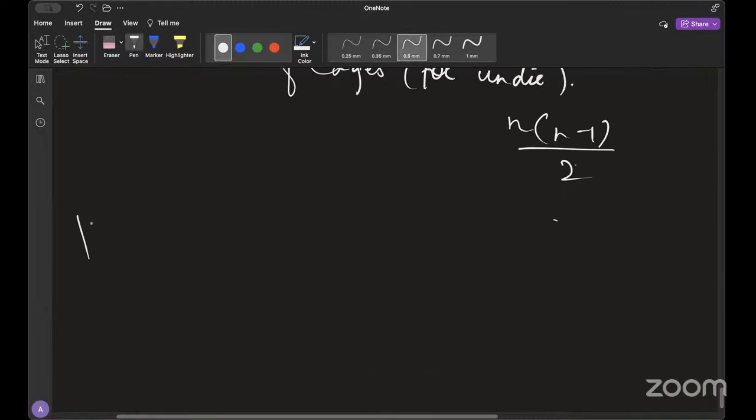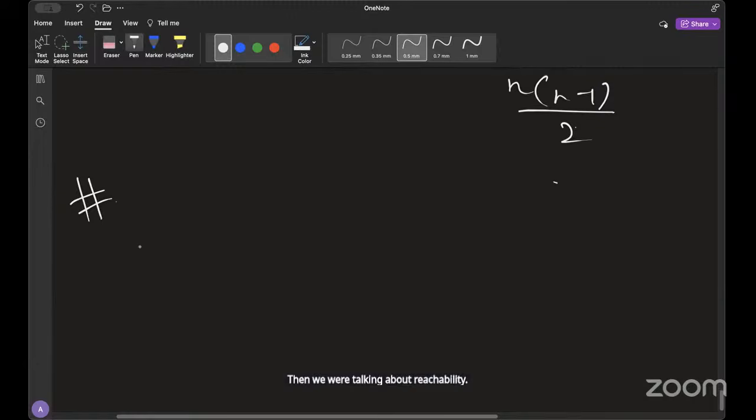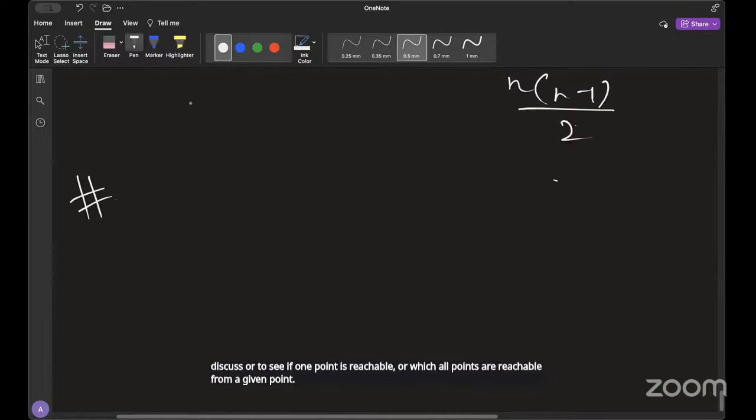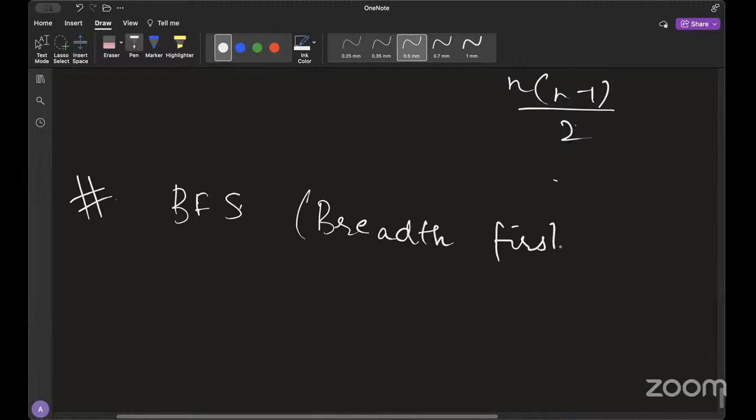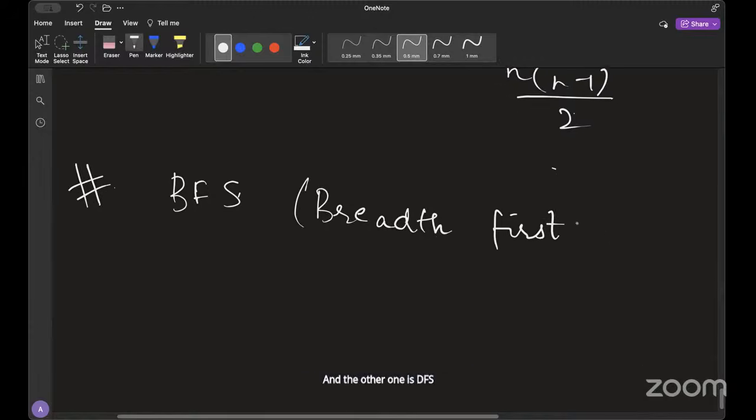Then we were talking about reachability. So there are algorithms to see if one point is reachable, or which all points are reachable from a given point. The two algorithms are, one is BFS, called breadth first search, and the other one is DFS. We'll discuss that later.